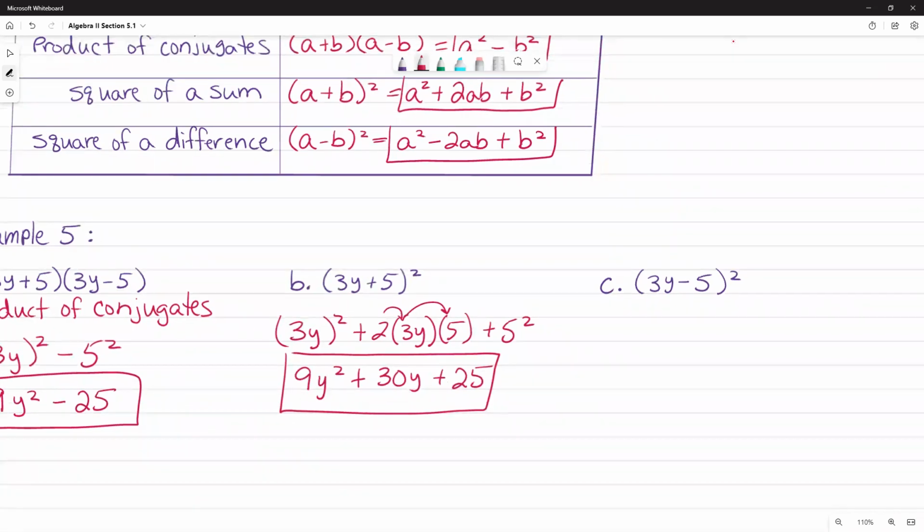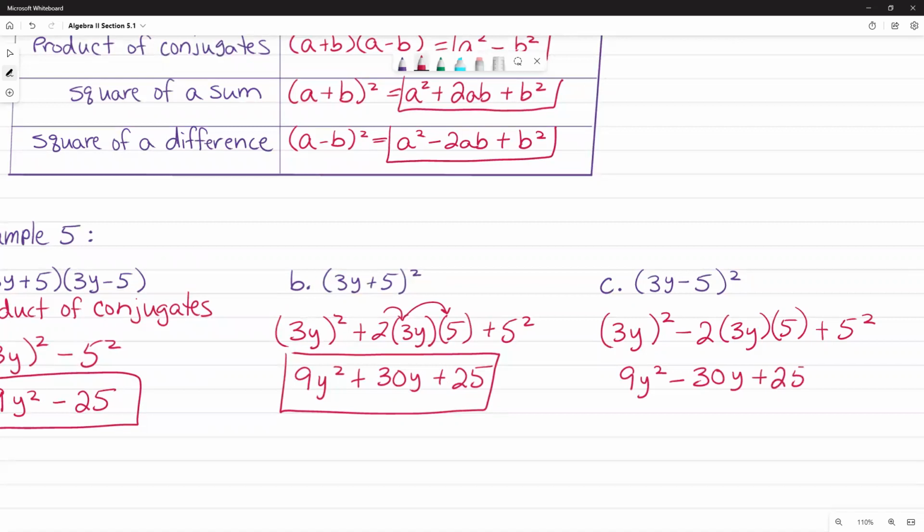All right, and last one. When we have the square of a difference, and I forgot to write it up there, sorry, we end up with A squared. So 3y squared, which we already know, minus 2 times the A term, which is the 3y, times 5, plus 5 squared. So the only thing that changes is that the middle term, the AB term, becomes negative instead of positive. So we just end up with 9y squared minus 30y plus 25.